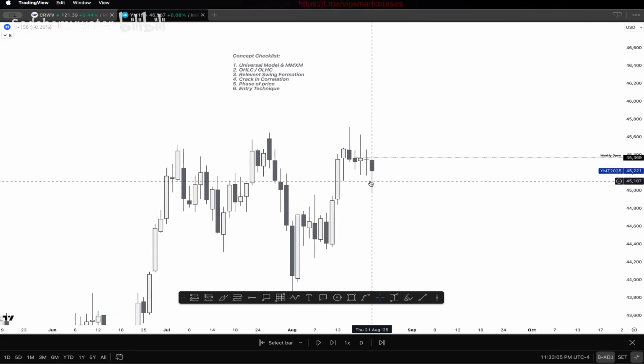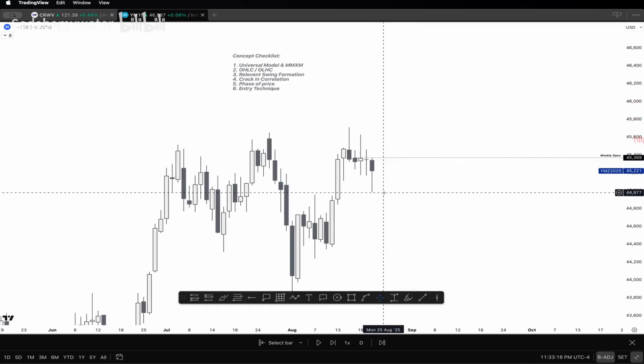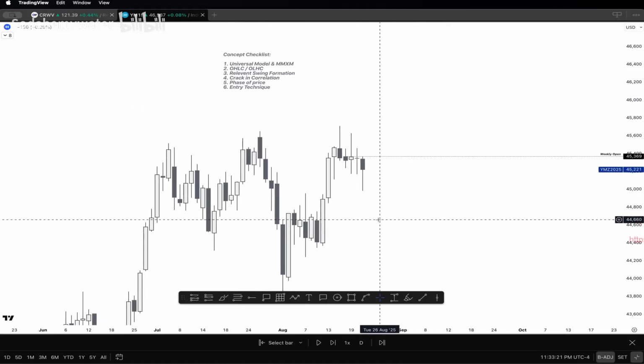Okay, let's take a look at this example from August 22nd. It's going to be a Friday. We're going to start with the universal model and our market maker model, and we're also going to be blending in some profiling in here, okay? So I guess I should also add that as a core concept for this example.